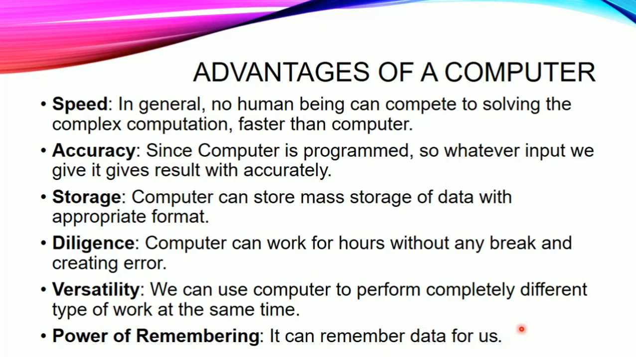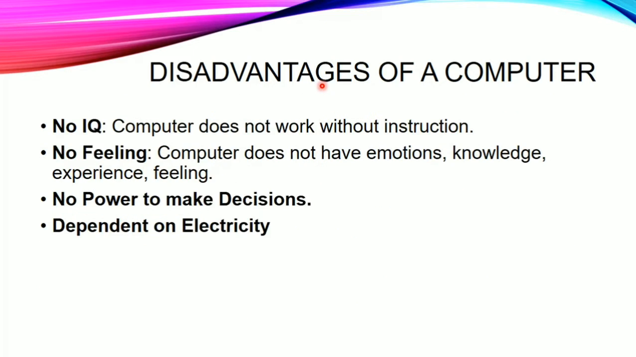Now we will discuss some disadvantages. Being a machine, as it has some advantages, it will have some disadvantages also. The first one is no IQ, because our computer is a machine. So a computer does not work without instructions. It means every time for generating some output, it needs instructions from the user or from the programmer, and without these instructions it cannot work.